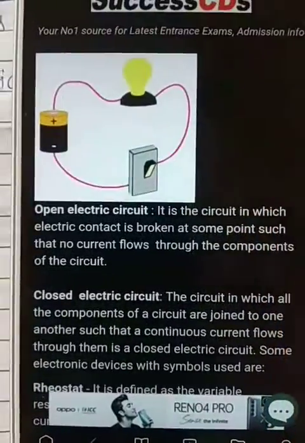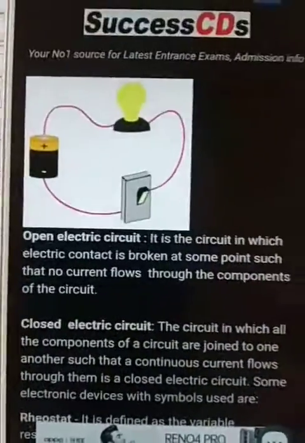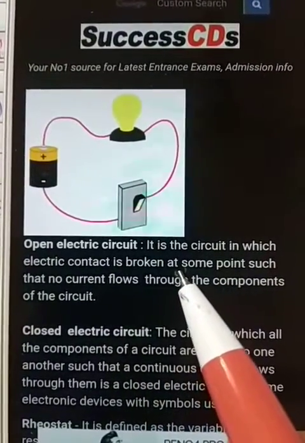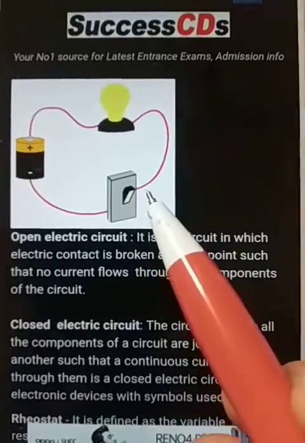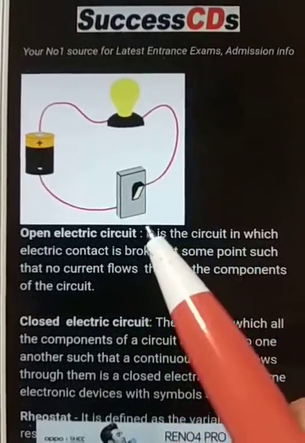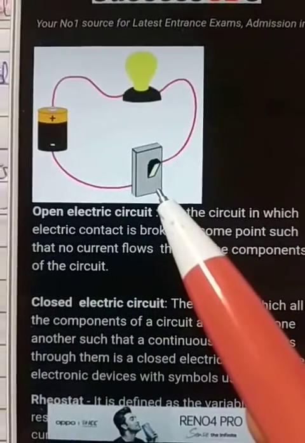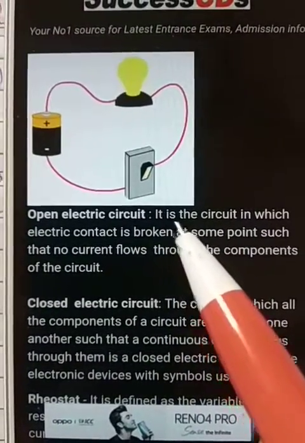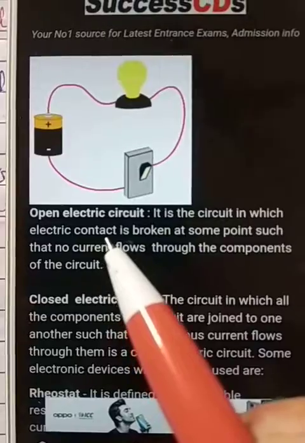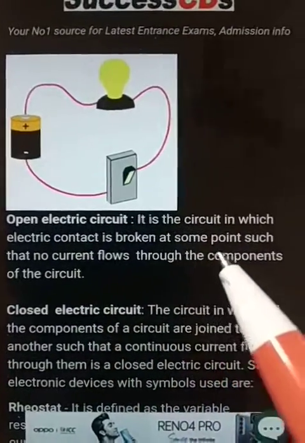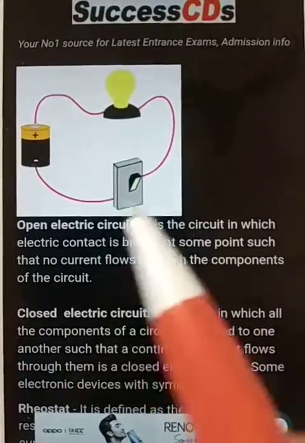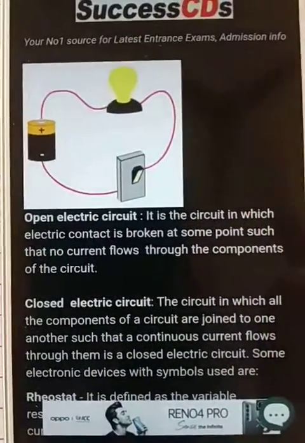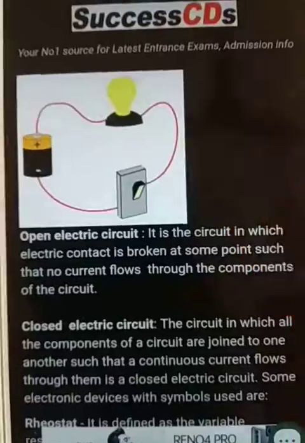Now what is an open electric circuit? It is a circuit in which electric contact is broken, suppose it is broken from here. Here a switch is used. A switch is used to open or close the circuit. It is a circuit in which electric contact is broken at some point such that no current flows through the components of the circuit. Electricity cannot move through the open circuit.